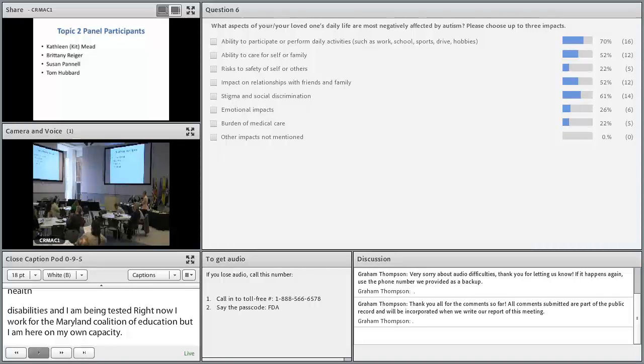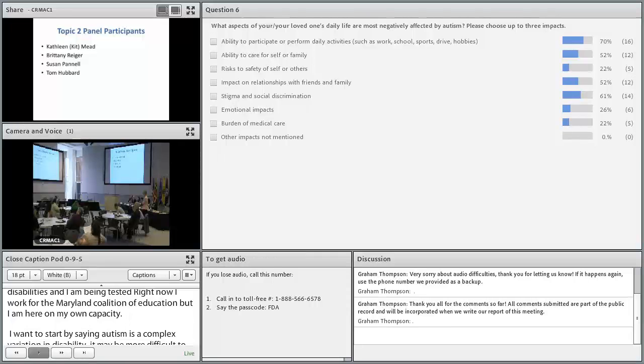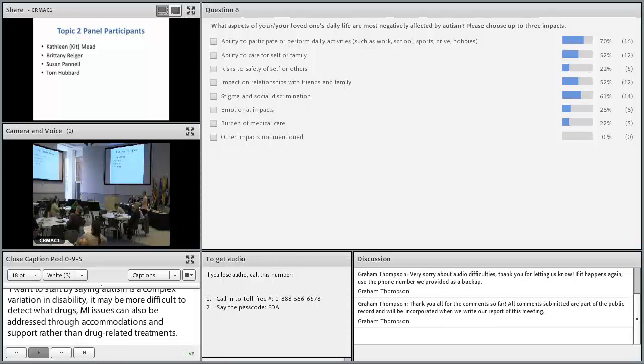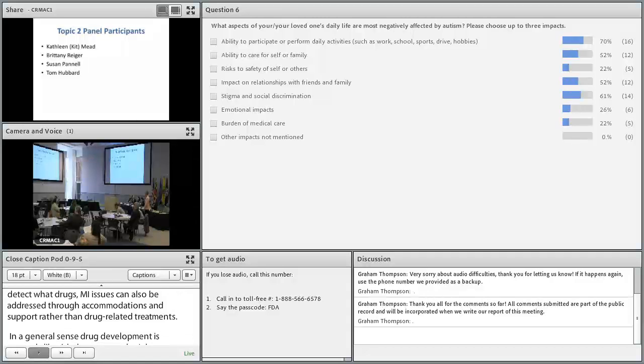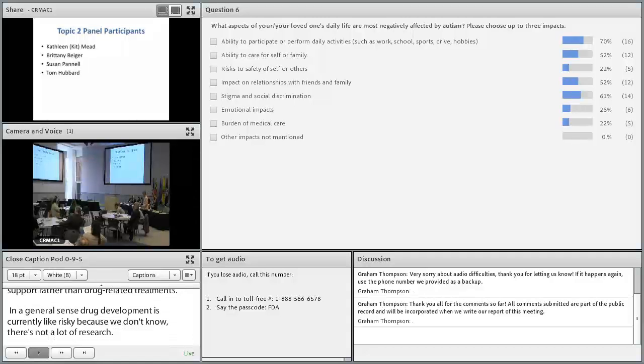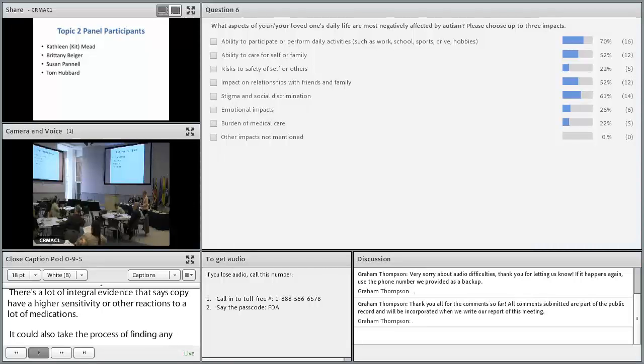In a general sense, drug development for autism is currently risky because there's not a lot of research into how autistic people react to certain medications, and there is a lot of anecdotal evidence that says we have a higher sensitivity or other atypical reactions to a lot of meds. The process of finding any drugs could also take an inordinate amount of time and resources that could be better spent on quality of life research and supports.